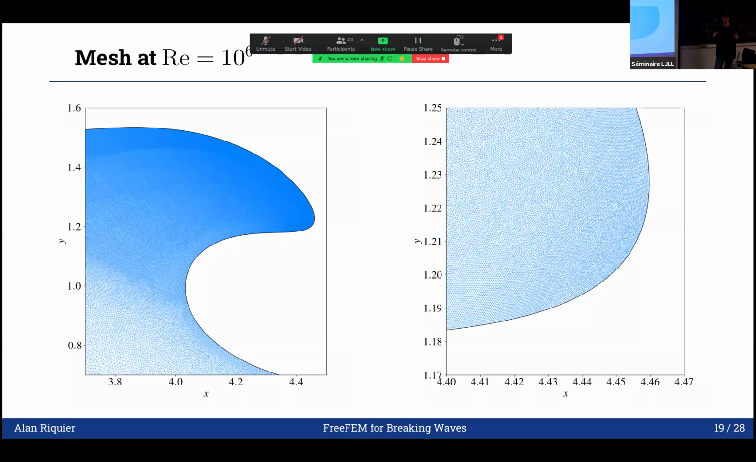Yes, in a sense. I recompute the mesh from time to time, basically because of the triangle elongation that appears, and I don't want it because it would break at some point. So from time to time you compute a new mesh. Yes. Okay.